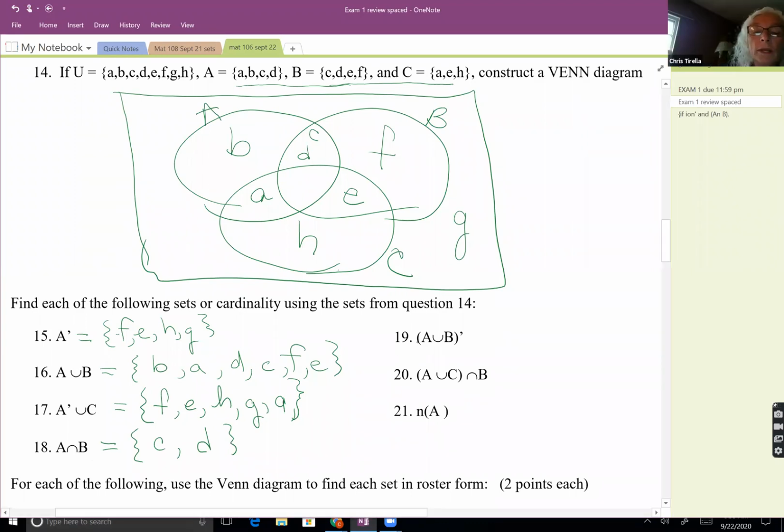Next one is A union B complement. If you're somebody who uses the list, we've got A union B is B, A, D, C, F, E. The complement of that, we take them out. But I'm kind of that person that I think sometimes with these, the picture's worth 1,000 words. Let's try it again.